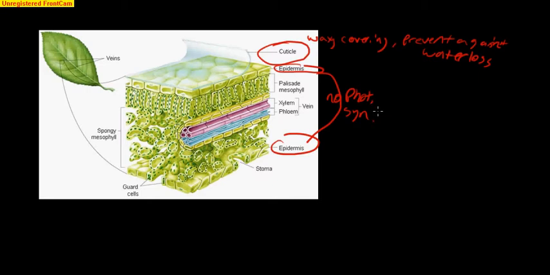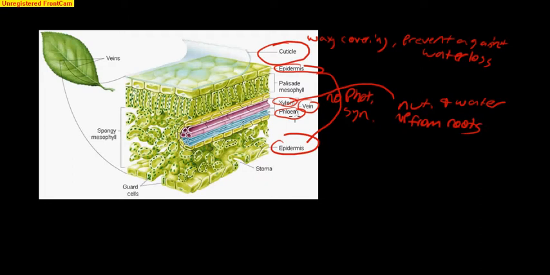Now, you have the vascular tissue running through here, and you have the main vein, and then you have two different types, xylem and phloem. Xylem is vascular tissue which carries water and dissolved minerals within a plant, and it primarily carries nutrients and water up from the roots. That's its main job.